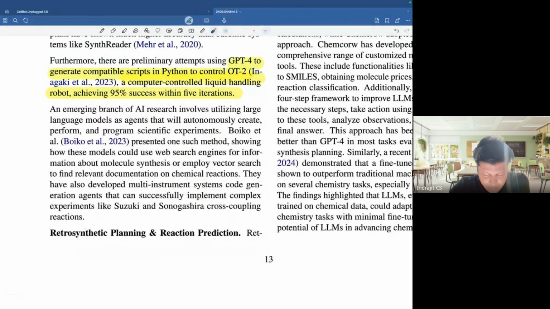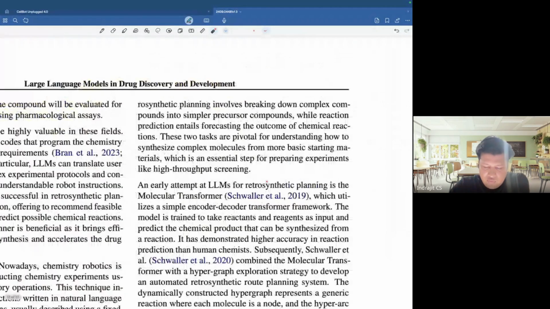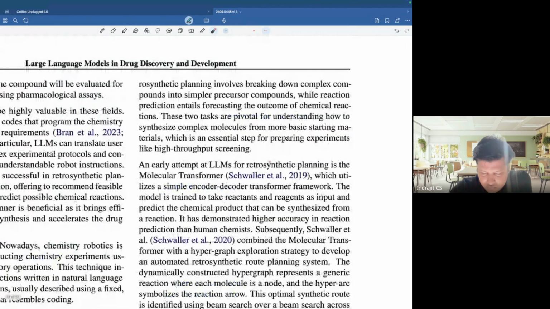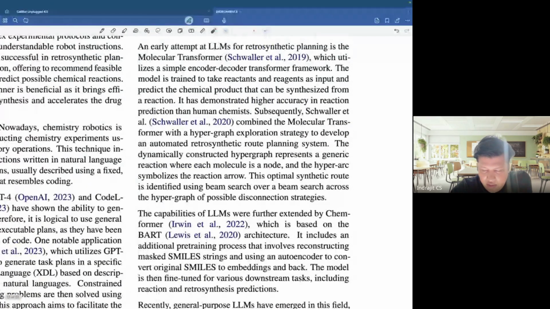Okay, and then we have retrosynthetic planning and reaction prediction. And you see that wherever we have more textual information, and more unstructured information that is available over the domains, or even non-domain, we are able to do better in those areas. So an early attempt of LLMs for retrosynthetic planning is the Molecular Transformer. Molecular Transformer is a 2019 paper that utilizes a simple encoder-decoder transformer framework. This is a transformer-based model, and the model is trained to take reactants and reagents as input and predict the chemical product that can be synthesized for a reaction. So it takes the reactants and the reagents as input.